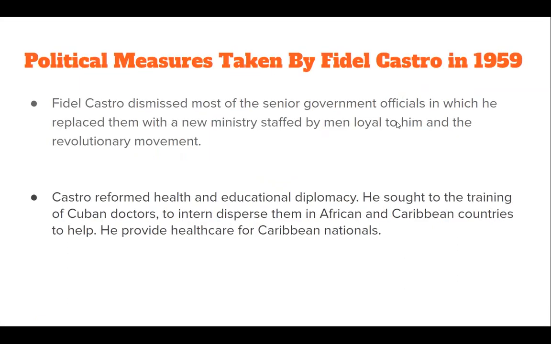So these are political measures taken by Fidel Castro in 1959. Fidel dismissed most of the senior government officials, in which he replaced them with a new ministry staffed by men loyal to him and the revolutionary movement. Castro also reformed health and education diplomacy. He sought the training of Cuban doctors to in turn disperse them in Africa and Caribbean countries to help.